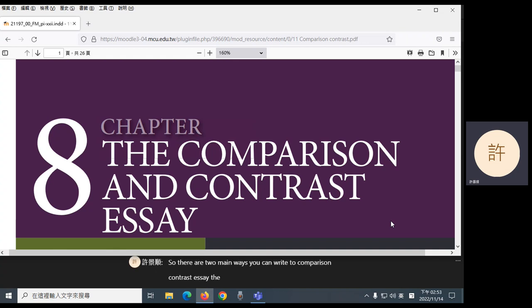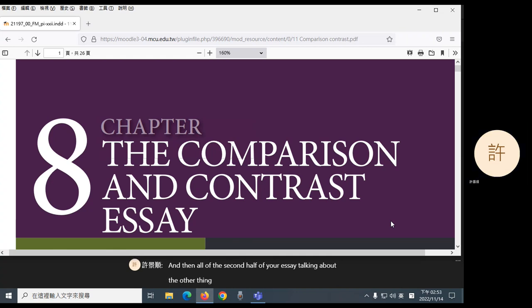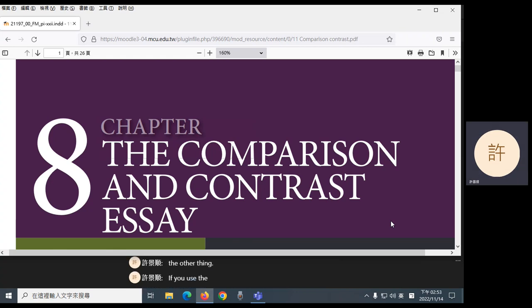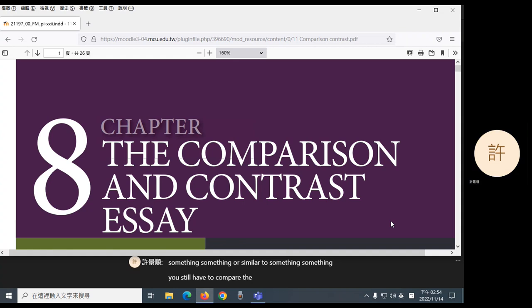The first way is you spend all of the first half of your essay talking about one thing, and then all of the second half of your essay talking about the other thing. If you use this method, try to remember that you are still comparing them. So even when you're writing your second paragraph, you should still sometimes refer to your first paragraph. So, unlike something, or in contrast to something, or similar to something. You still have to compare the two things.